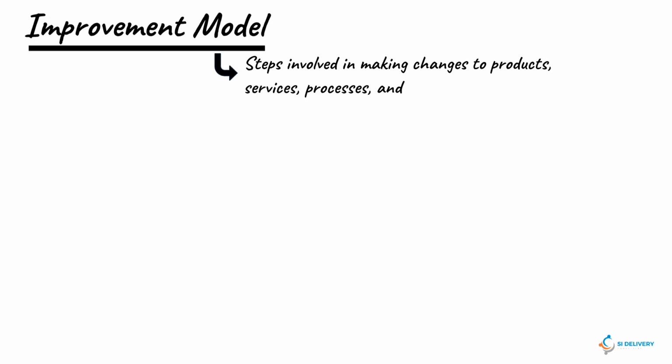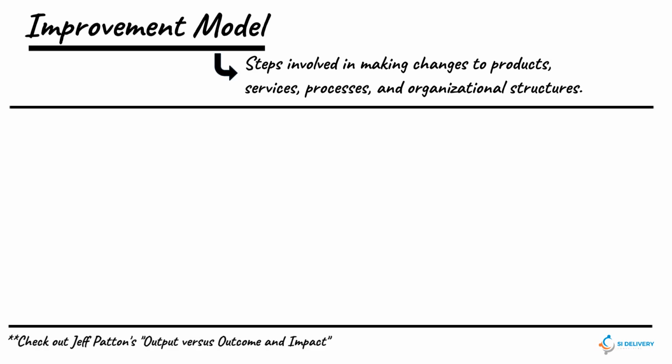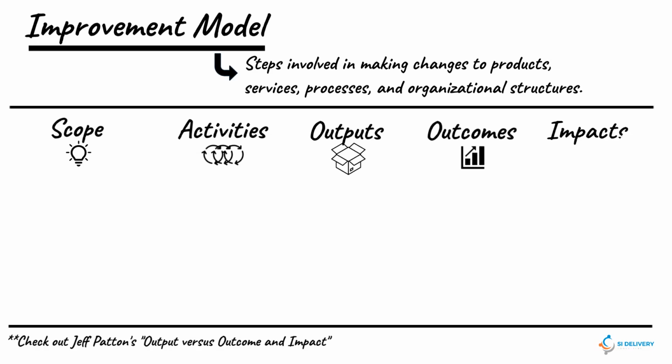This video presents a high-level improvement model for understanding the steps involved in making changes to products, services, processes, or organizational structures. We've adopted many of the concepts from this model from Jeff Patton's work on output versus outcomes and impact. The proposed general terms in this improvement model include scope, activities, outputs, outcomes, and impacts.